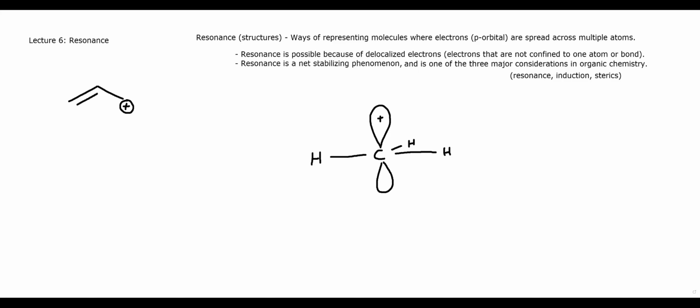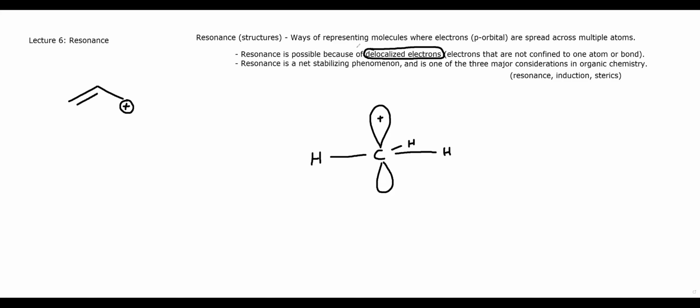When we're talking about resonance, we need to be aware of delocalized electrons. Resonance is possible because of delocalized electrons, which are electrons that are not confined to a single atom or bond. So we're going to be taking electrons and essentially moving them around a molecule in different spots. Delocalized electrons are free to move around.